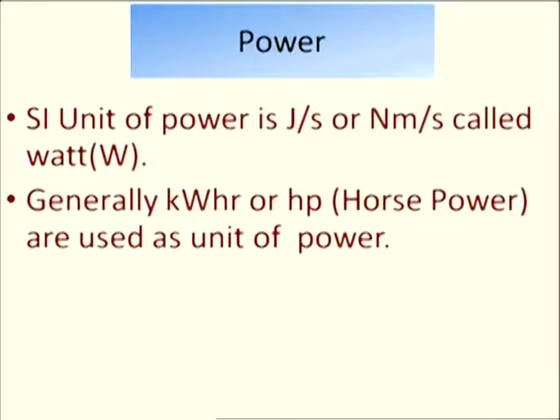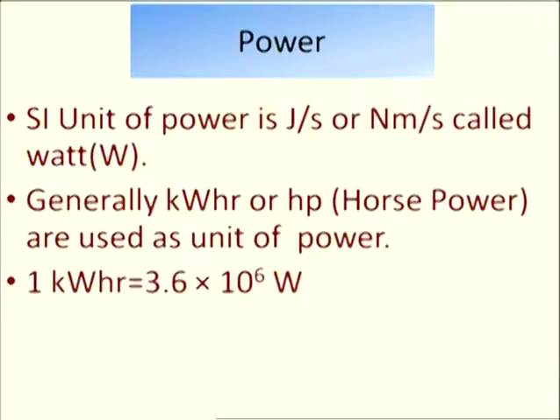Generally, kilowatt hour or horsepower are used as units of power. 1 kilowatt hour is equal to 3.6 into 10 raised to 6 watt, and 1 horsepower is equal to 746 watt.